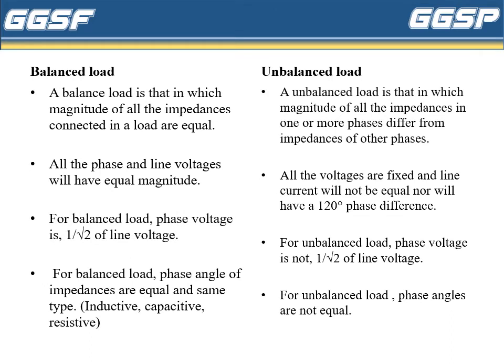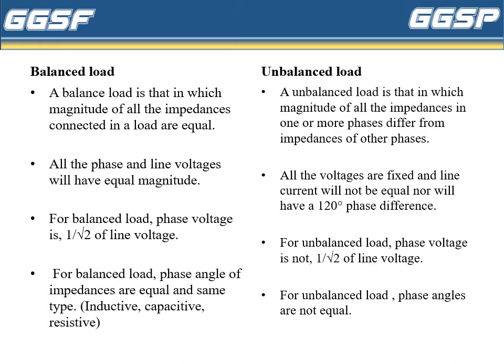The comparison between balanced load and unbalanced load. In balanced load, all the impedances connected in the load are equal. So as the current magnitudes in the three phases are equal, the impedances are also equal in balanced load condition. Then what is the unbalanced load? Unbalanced load is one in which the magnitude of the impedances in one or more phases differ from the impedances of other phases. In balanced load, all the phase and line voltages will have equal magnitude.